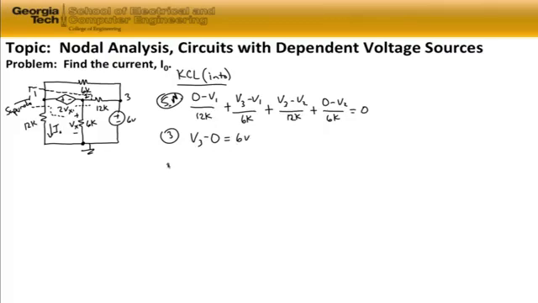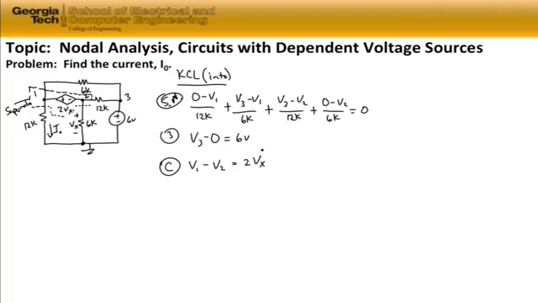Our last equation is our constraining equation for the supernode. And we know that for the supernode, V1 tied to the positive polarity of our dependent source minus V2 tied to the negative polarity is equal to 2 V sub x. So now we have this additional unknown V sub x that we've introduced into our set of equations. Now we have 4 unknowns.